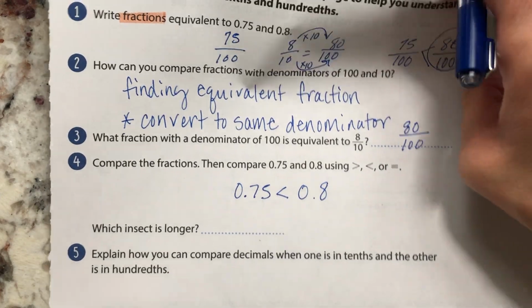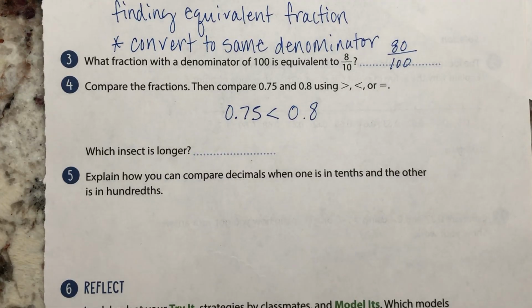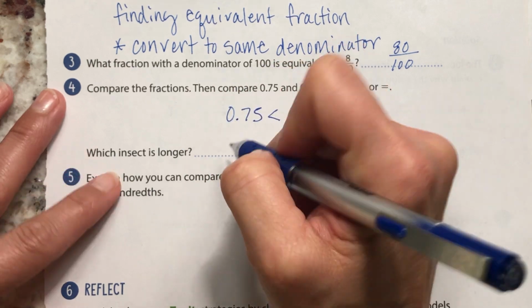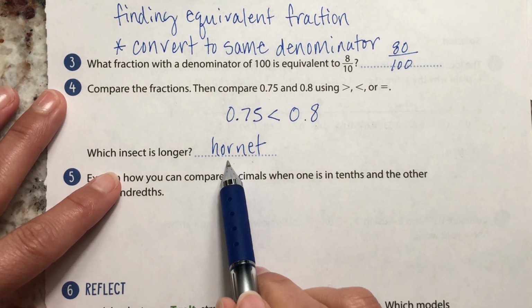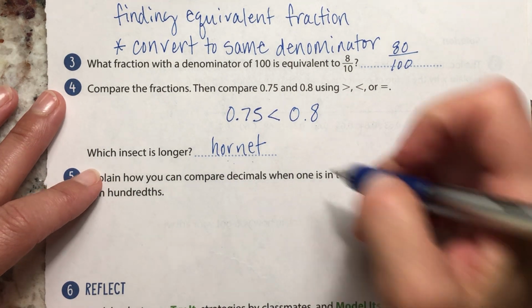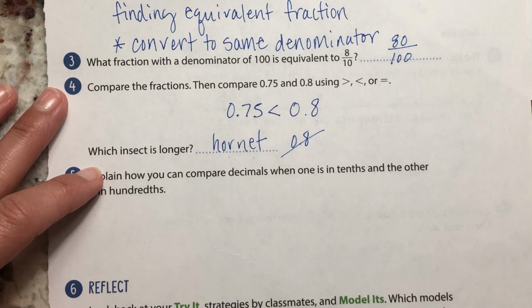And so then it asks which insect is longer, the bumblebee or the hornet. Well, the hornet is the one represented by the 8 tenths, so I'm going to write hornet in there. And it's important that we actually identify the insect, because that is what the question is asking. I shouldn't just write in the dimension, because that is not what the question is asking us to do right there.